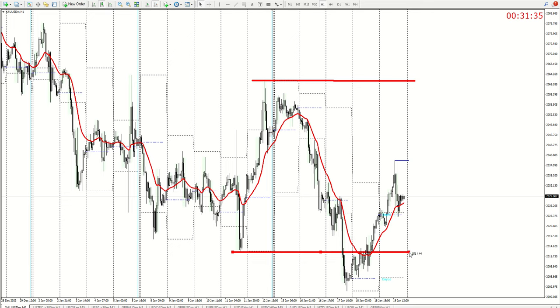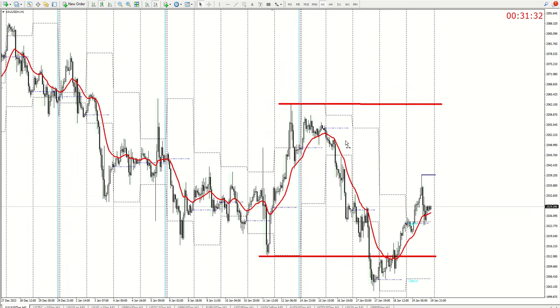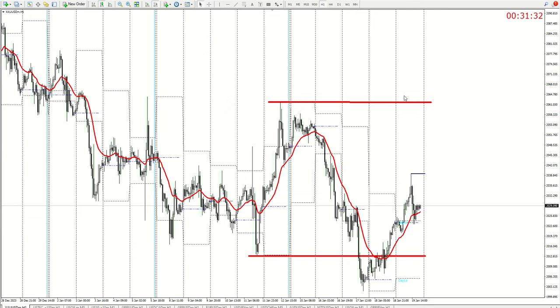I'm not gonna go through last week because honestly, there's just been amazing setups. And then as you can see, I have the high, I have the low, and I have the closing price of the previous day. So we're gonna come to the previous week, as you can see, and draw a line over here.